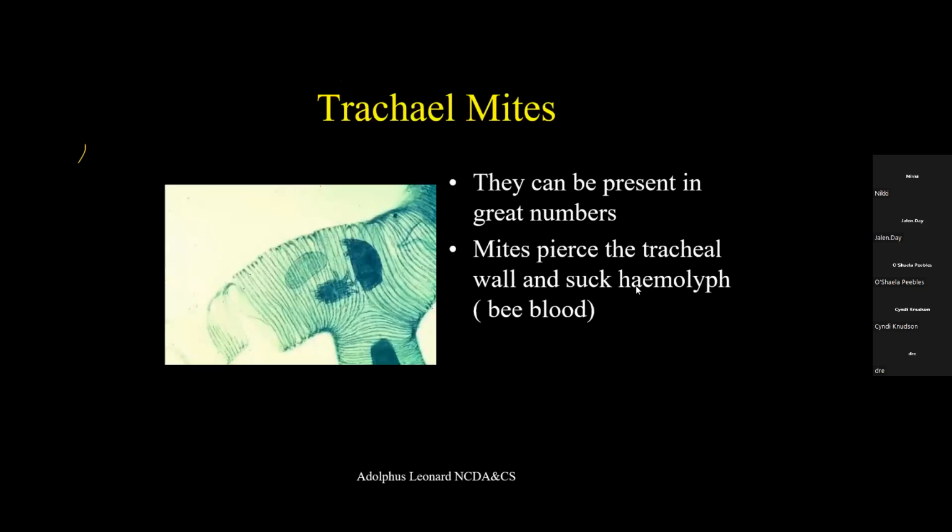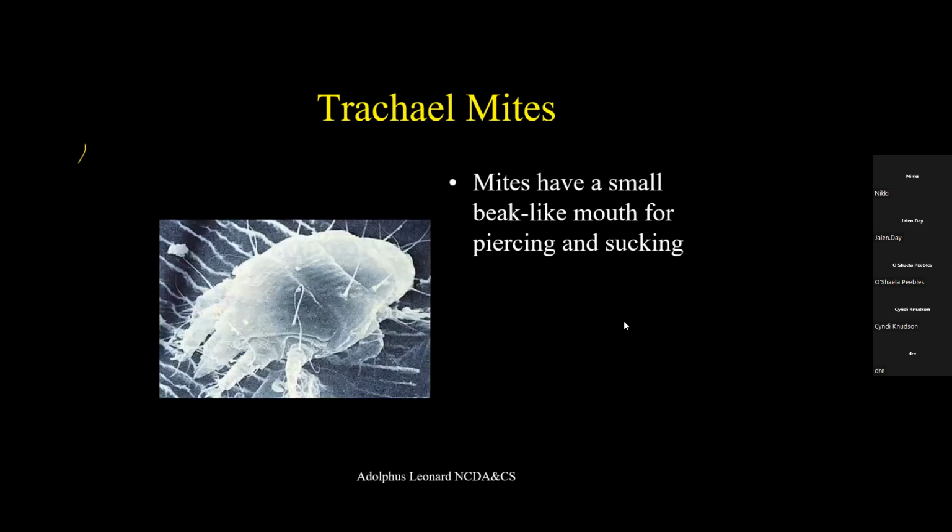You clear that soft tissue away and you can see the mites through the trachea. This is internal. What they do, they get inside the trachea, they pierce the skin, they eat the hemolymph, the bee's blood. They've got a small beak-like mouth. This is the mouth right there.